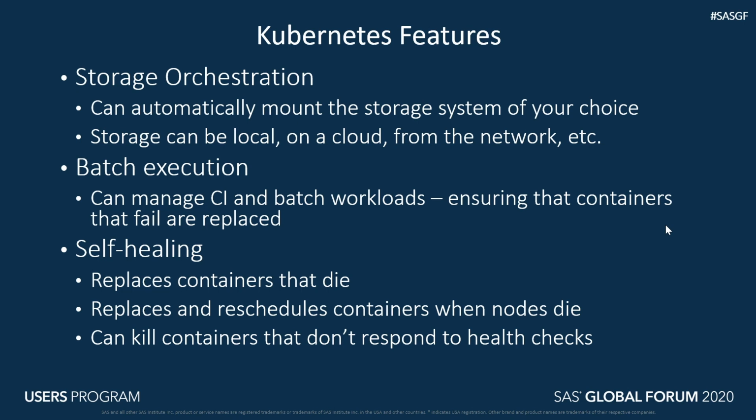It also allows for batch execution and makes sure that any containers that fail are replaced. It is self-healing, replacing containers that die and rescheduling containers when the node dies, in other words, the machine they're running on, and it can kill containers that don't respond to health checks. So if a container goes rogue and isn't responding to a standard check and threatens the health of the overall system, for example, then Kubernetes can kill that one off and spin up another instance of the container, again based off of the image.